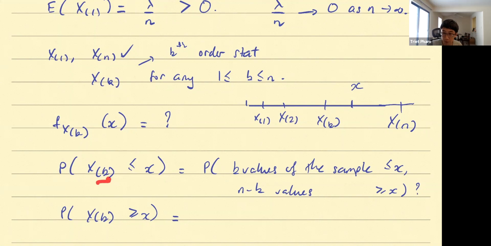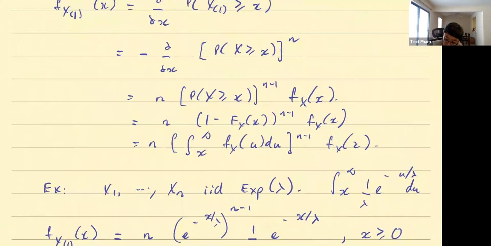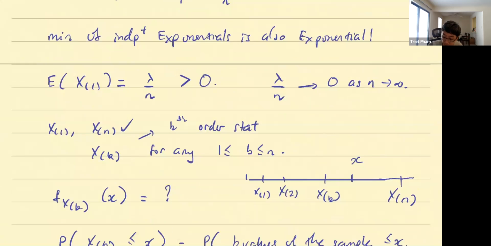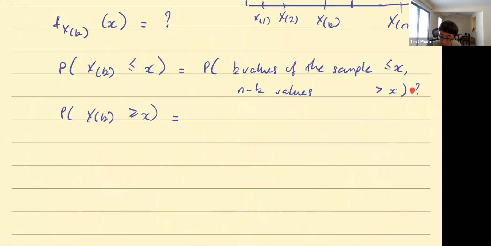If the kth largest value is less than or equal to x, that means k of these values must be less than or equal to x, and n minus k must be bigger than or equal to x. Or, let me make it even more clear, bigger than x. Yeah, I just corrected that. But is that true, this statement? And by the way, if you turn this into this kind of statement, then you can use the language that we were using before, turn it into an and statement, and then multiply it out. Is it true that this is the statement?